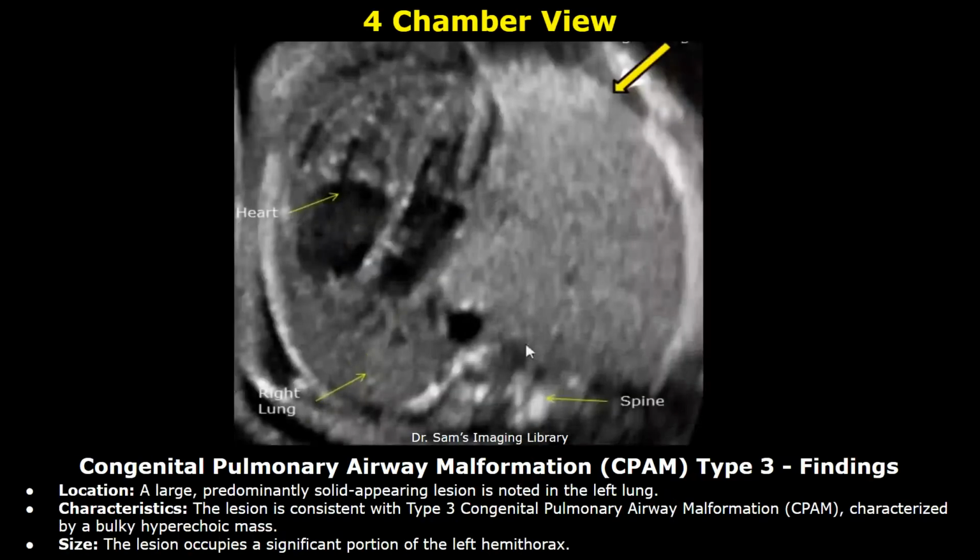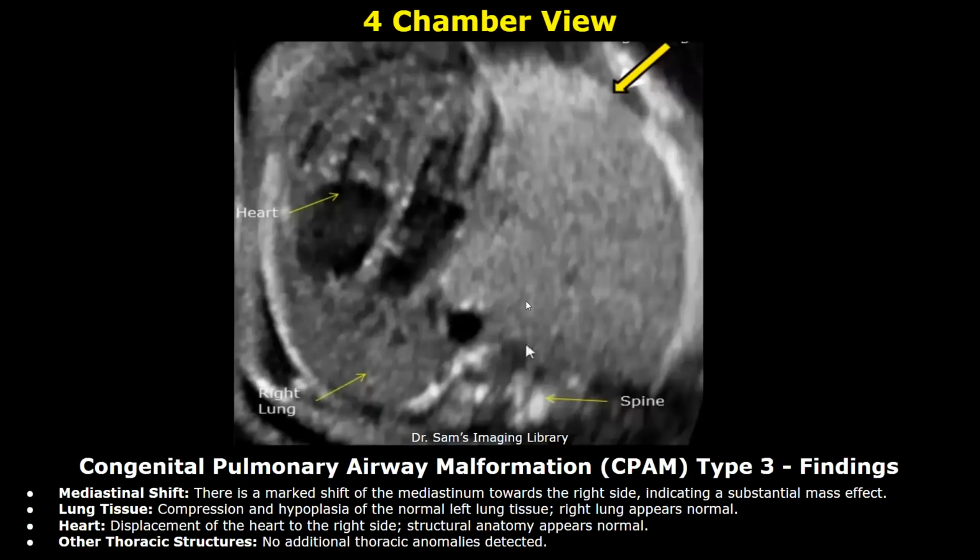Now we have a report of type 3 CPAM. These are the findings. Location. A large, predominantly solid appearing lesion is noted in the left lung. Characteristics. The lesion is consistent with type 3 CPAM, characterized by a bulky, hyperechoic mass. Size. The lesion occupies a significant portion of the left hemithorax.